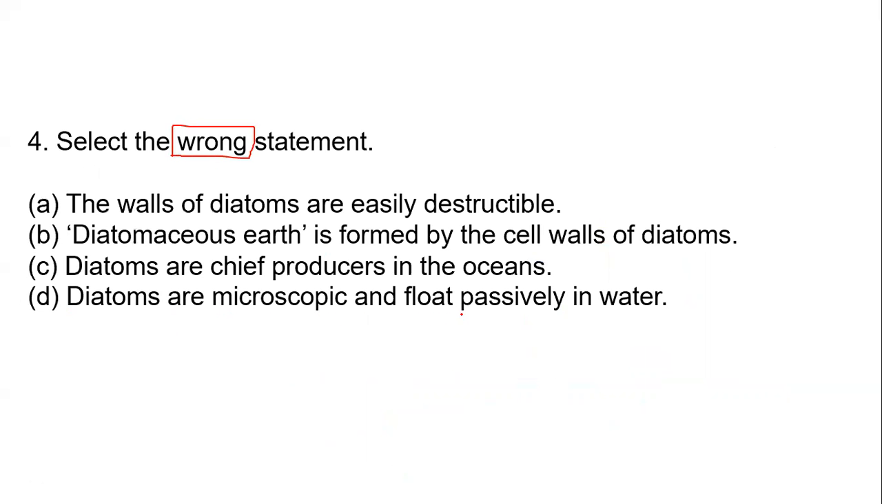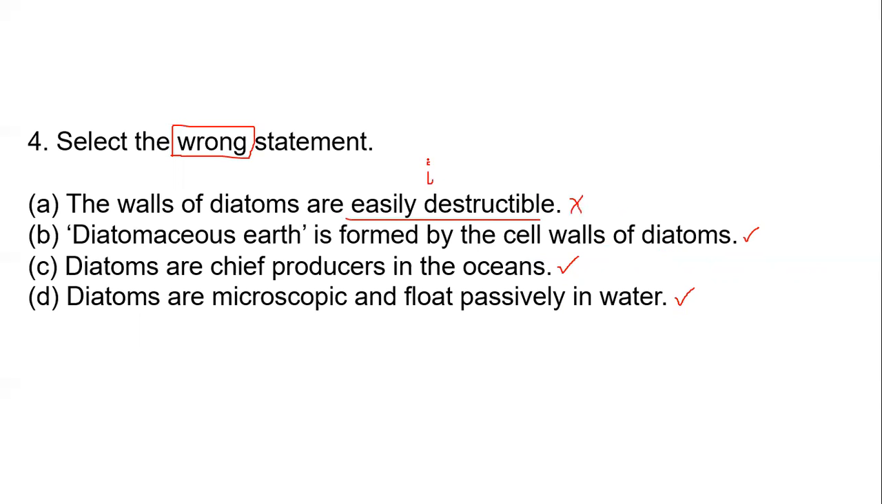Diatoms are microscopic and float passively in water. The very first sentence of NCERT, important one, correct one. Diatoms are the chief producers in the ocean. Yes, correct one. Diatomaceous earth is formed by the cell wall of diatoms. Correct. The walls of diatoms are easily destructible. This is a wrong statement.